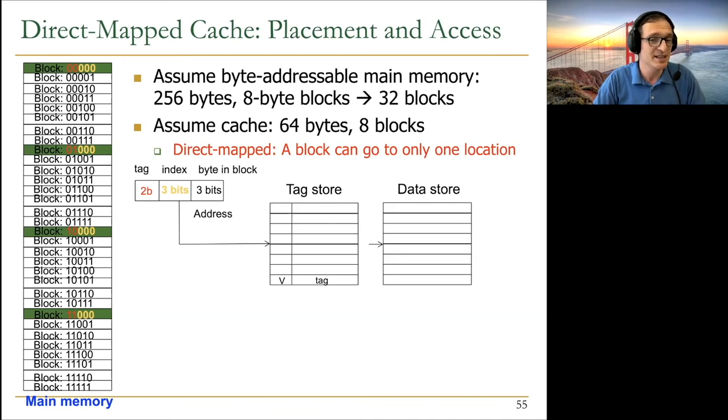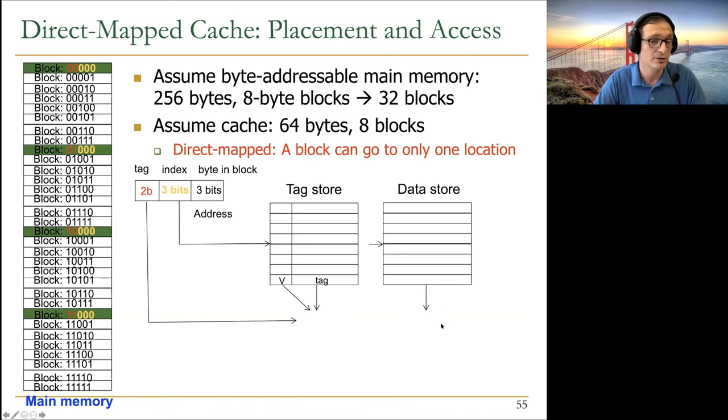We basically use the index bits to index into the tag store and the data store concurrently. So if you're looking for, for example, block 00000, the index bits are 000 over here. The querying gives us this location 000. It gives us a valid bit and the tag bits, and the data store gives us data.